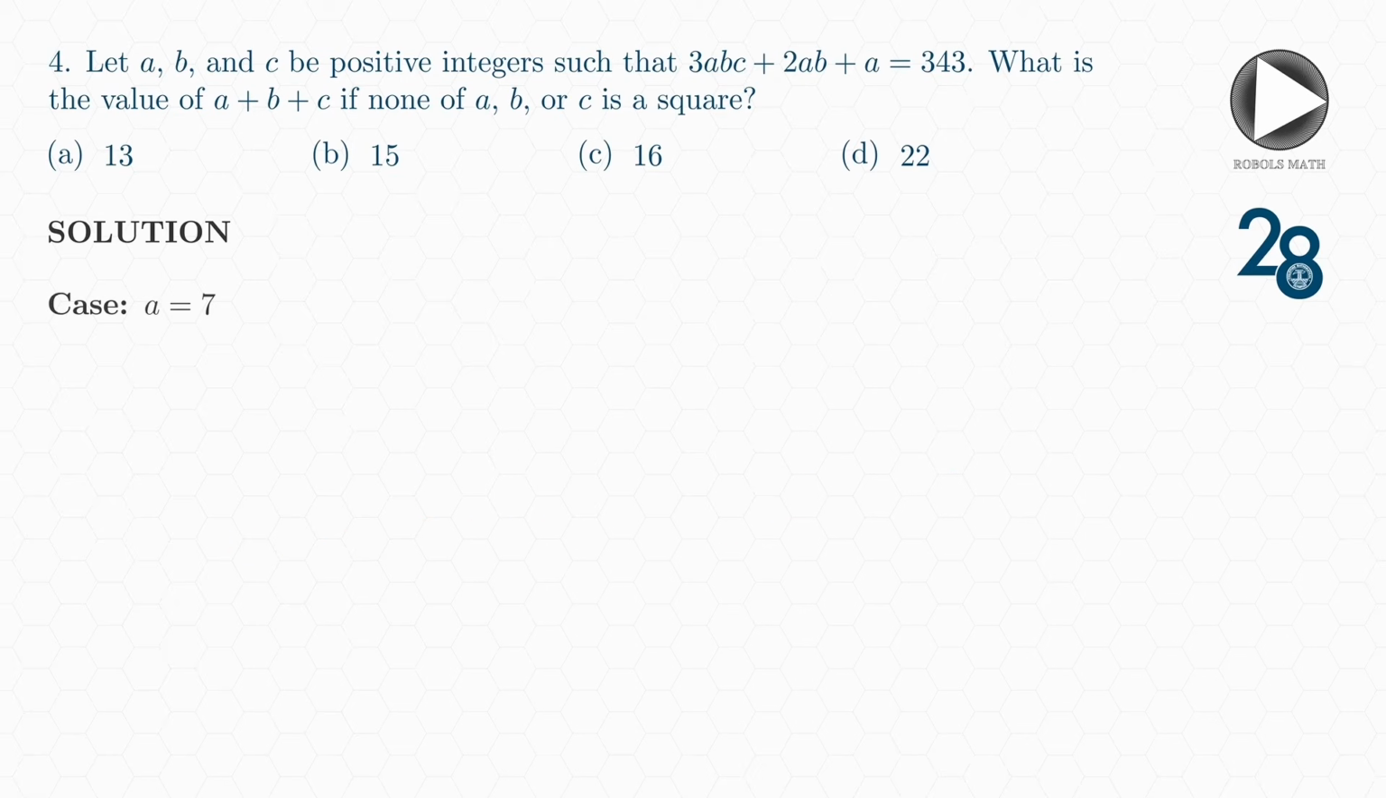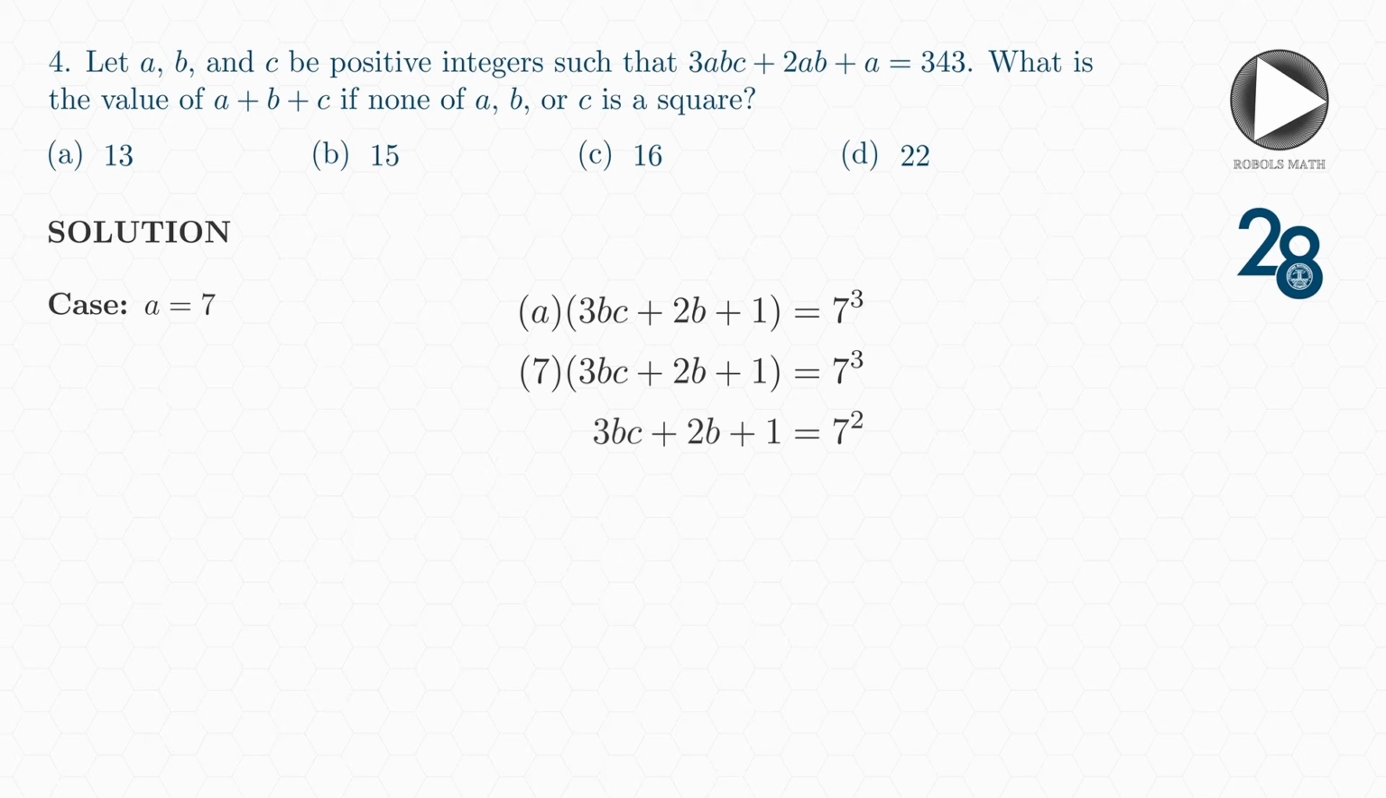If A equals 7, we substitute that into the factored form we got earlier. We have here 7 times the quantity 3BC plus 2B plus 1 equals 7 cubed. Divide both sides by 7. We get the right side to be 7 squared. And then put the constant on the right side and simplify. So that's 7 squared minus 1, that's 48. So we get 3BC plus 2B equals 48, which we can factor by the common factor B. So we get B times 3C plus 2 equals 48.